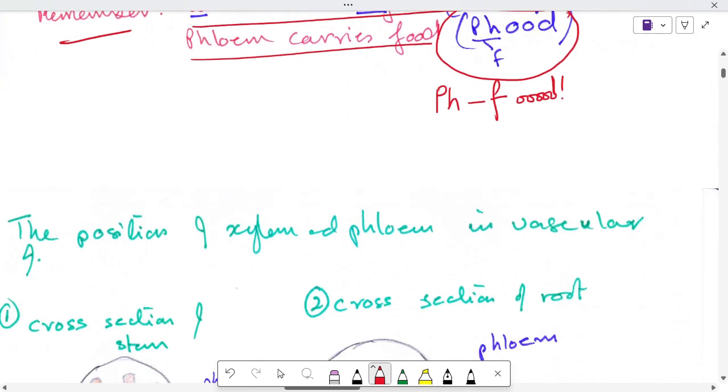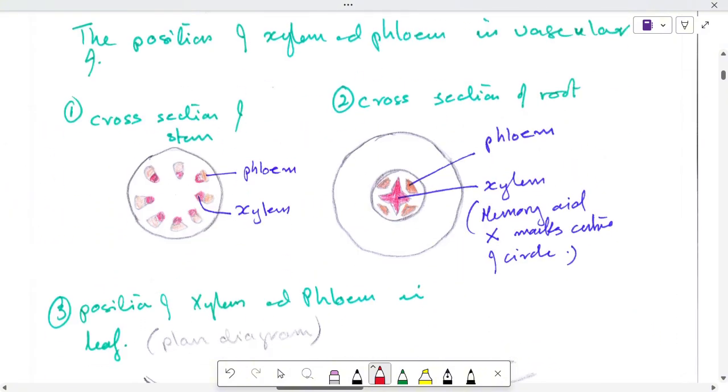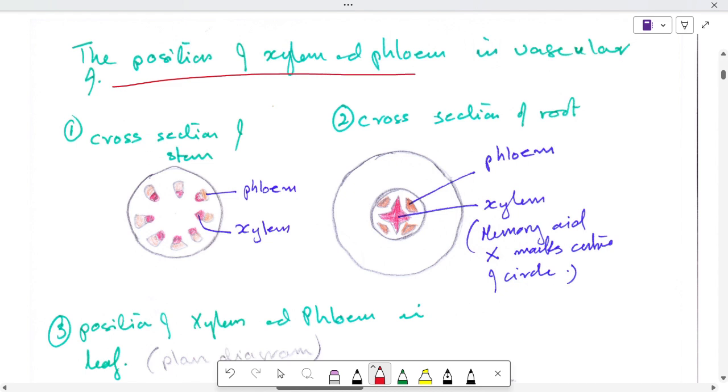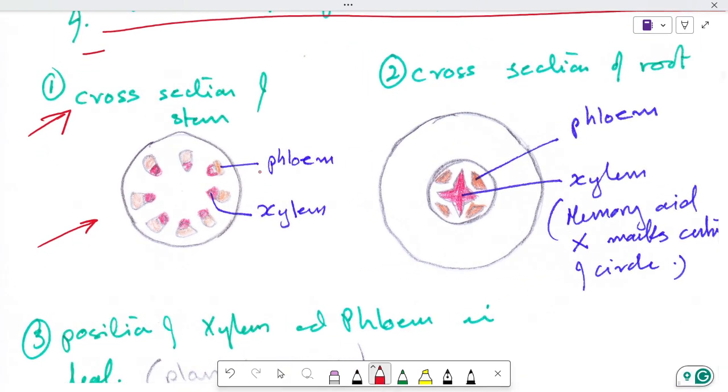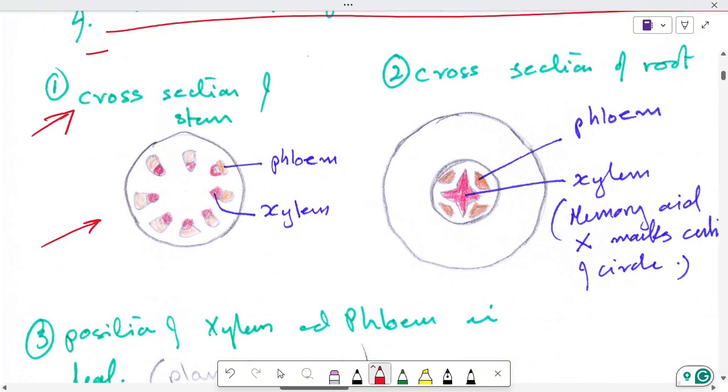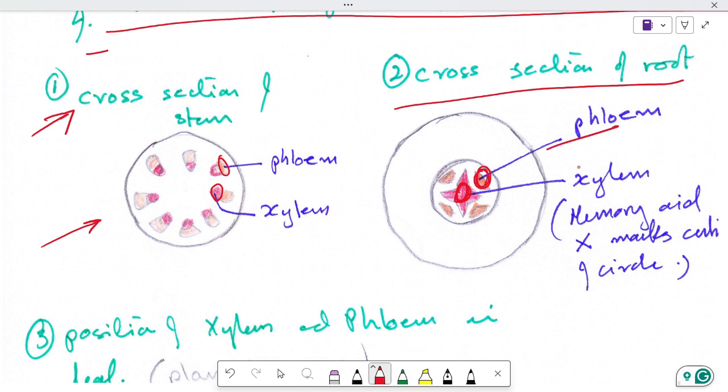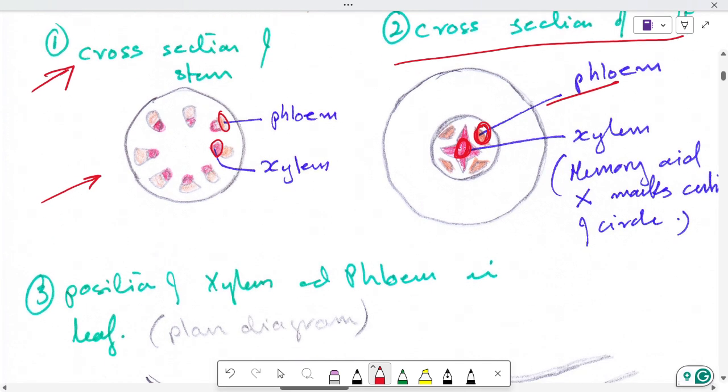Now I have drawn 3 structures to show the position of xylem and phloem in the vascular tissues. Number 1, you can see a cross section of stem. Here inside the circle, I have drawn the vascular tissues. The outer part of that is phloem and the inner part is xylem. Now you must remember this because these do come in your exams to label them. Then a cross section of root. Again, the inner part shows the xylem, and outer, circling the xylem, is phloem. So again a memory aid for the section of root: the xylem looks like an X.